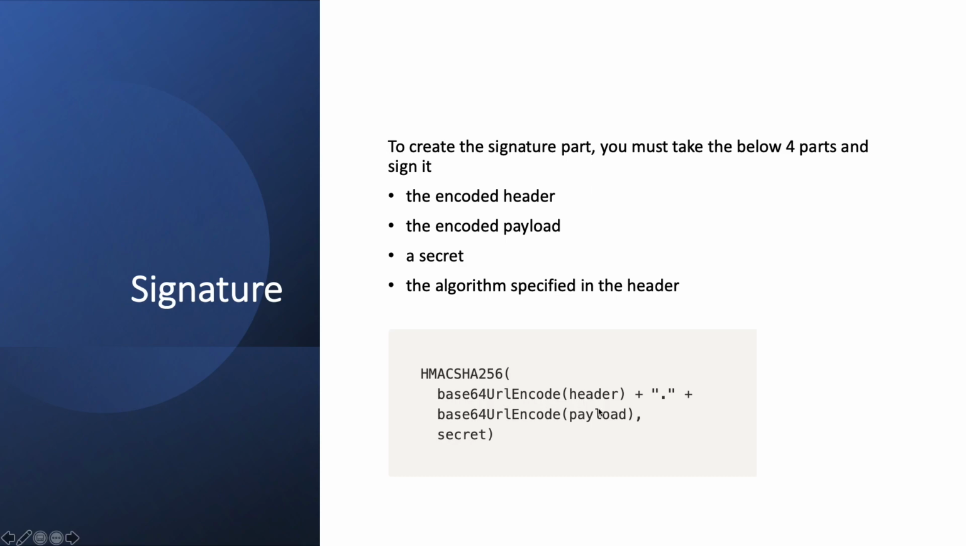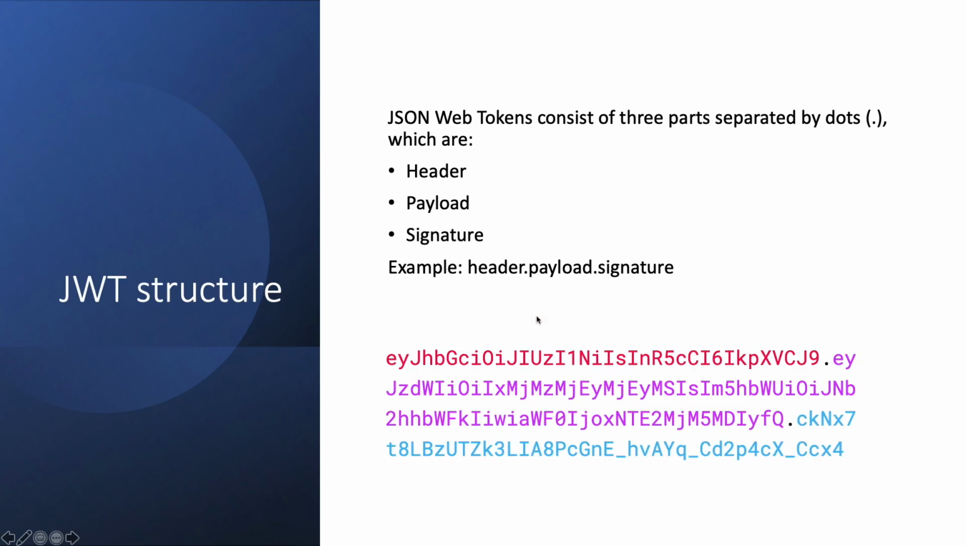It encodes it again, and then we have the secret, and this secret is being used for the algorithm that has been specified in the header. So for example, it could be the HMAC or it could be the RSA, and this secret is going to be used for us to actually hash the information that we have and match it with the actual output that came out.